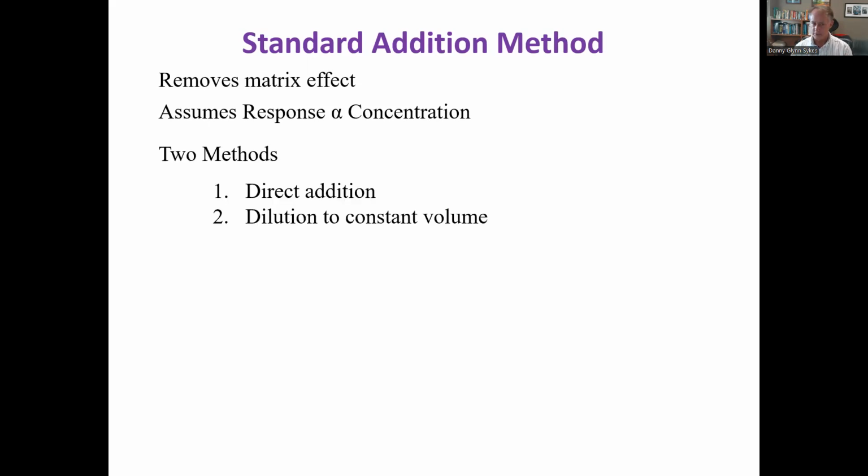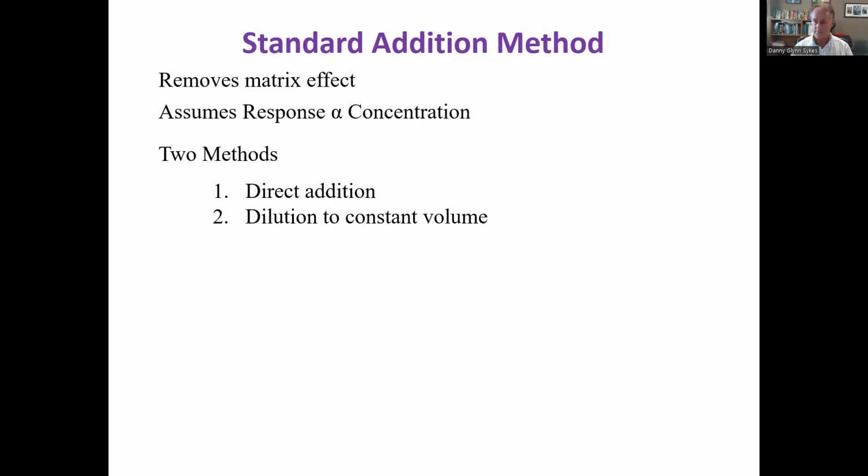They're actually the same. There's what's called the direct addition and dilution to a constant volume. Dilution to constant volume is what we do in lab, and all it is, we're doing the experiment multiple times just to make sure we're doing it right. Direct addition means we're doing it once, and who knows, maybe I miscalibrated my micropipette and I don't have the concentration in there that I think I do. I associate my signal with a concentration that actually doesn't exist in there because I messed up.